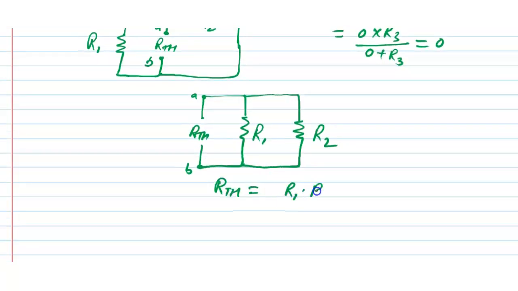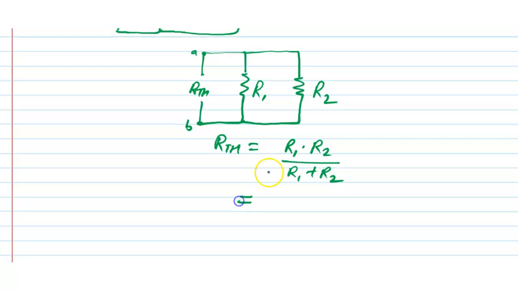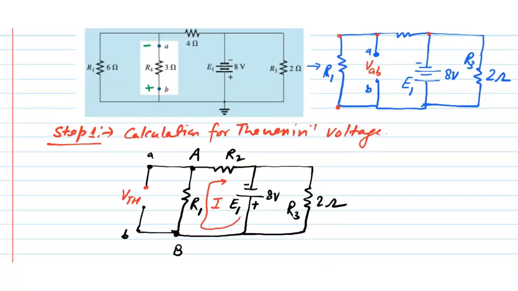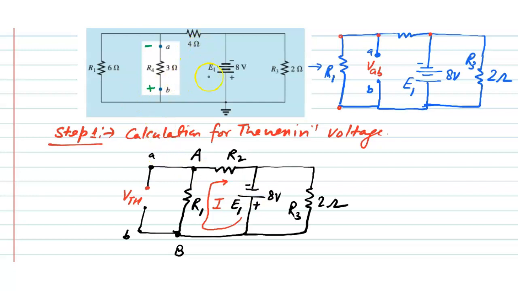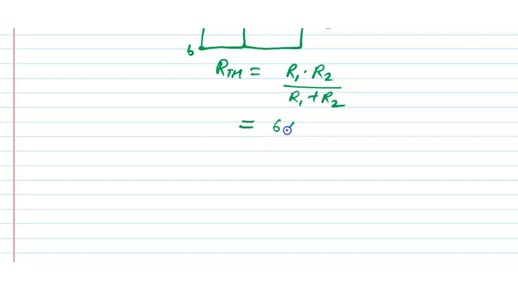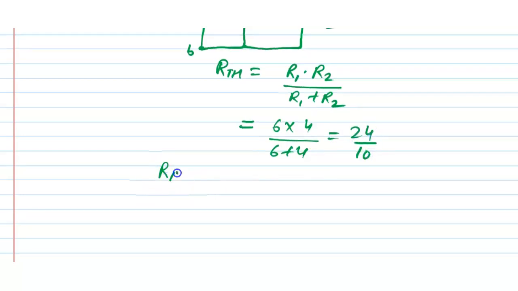That means RTH will be R1 into R2 divided by R1 plus R2. Now substitute the values of R1 and R2. R1 is 6 ohm and R2 is 4 ohm. It will be 6 into 4 divided by 6 plus 4. Now it is 24 divided by 10, and RTH is 2.4 ohm.